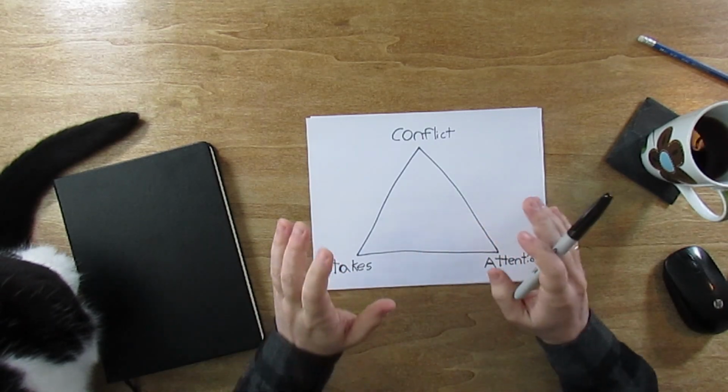If you strip away any side of this triangle, then I struggle to see how you can have a story. The 3 points are important, but also the interactions between these points are important elements of your story. So let's talk about the 3 sides of the triangle, why they're important, and how they interact.